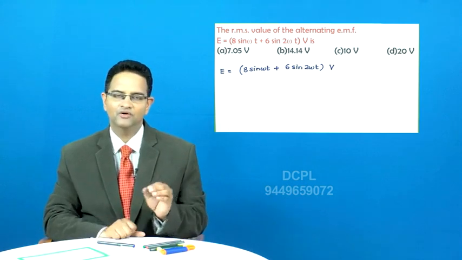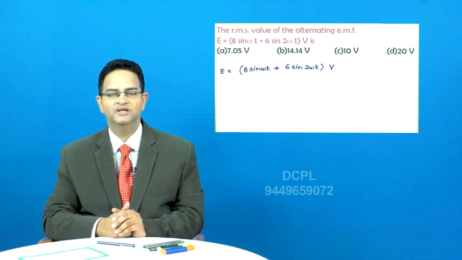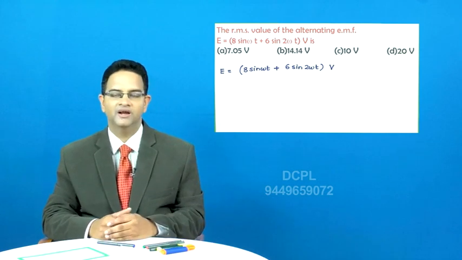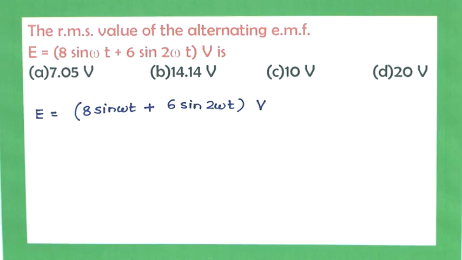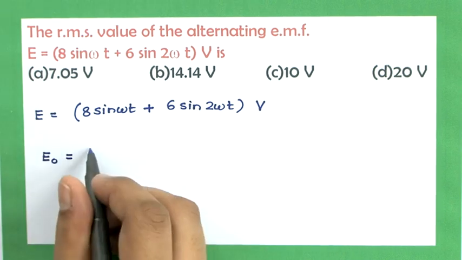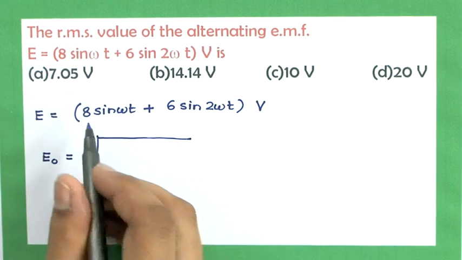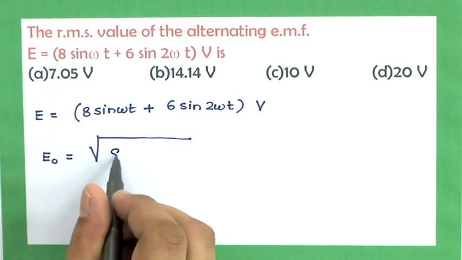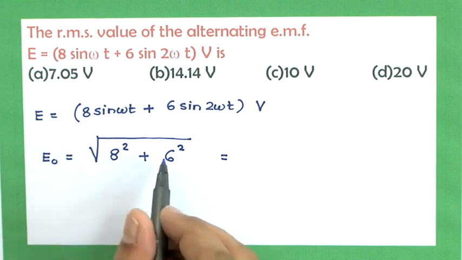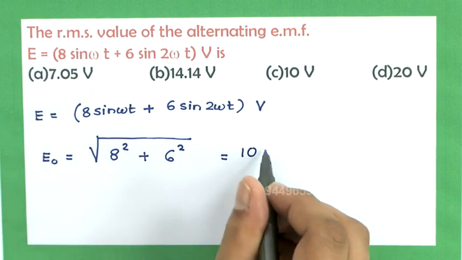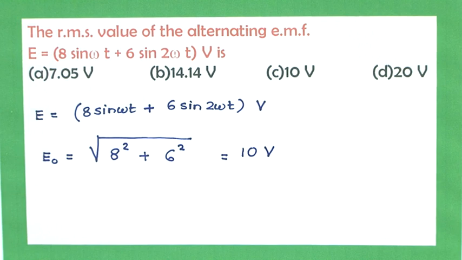So let me tell you, if you have a sum of two functions as the instantaneous value of an EMF or a current, then the peak value is given by the square root of the sum of squares of the amplitudes of the individual sinusoidal voltages. So the shortcut is E₀ = square root of E1² + E2², which is nothing but 8² + 6², which is 64 + 36, which is 100. Root of 100 is going to be 10 volts. Therefore, E₀, the peak value of the alternating EMF, is going to be 10 volts.